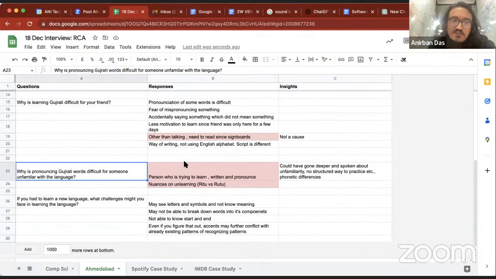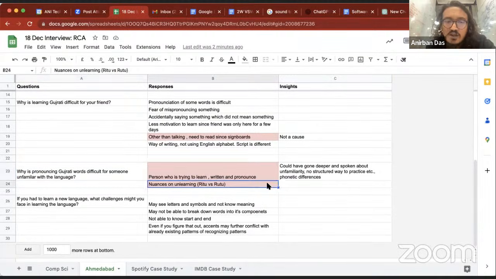Then we went into the next level of depth, saying, why is pronouncing Gujarati words actually difficult for someone? So there, I think you got stuck a little bit. You said that the person who is trying to learn is also trying to write and pronounce. You used an example about Ritu versus Rutu. I captured it as unlearning, but I think the problem that you were trying to refer to is that different words may have different sounds in different languages. So you need to unlearn a sound in a language and then learn it in the other language. That's at least what my interpretation was. So that could have been done better.